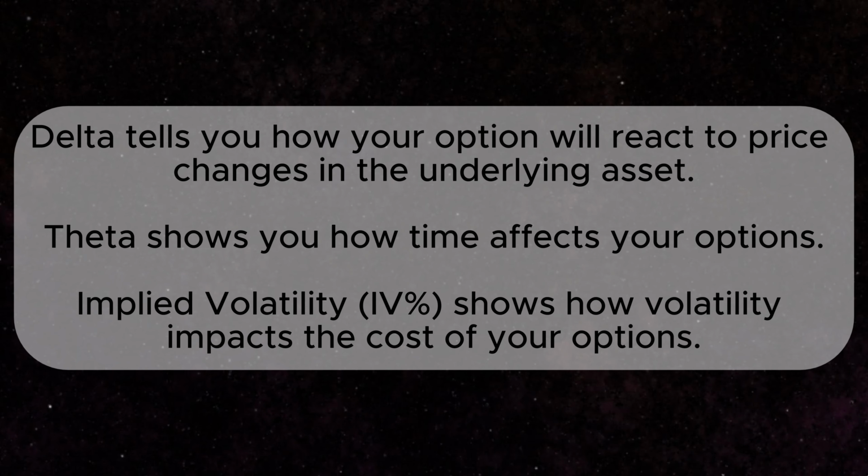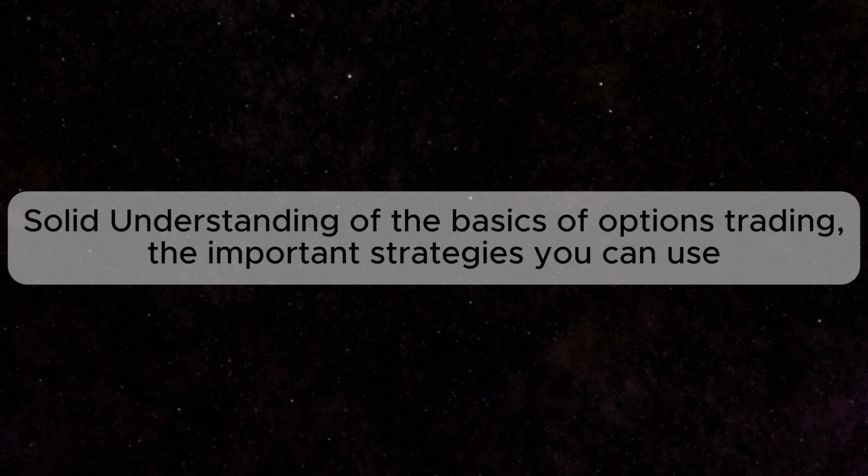Delta tells you how your options will react to price changes in the underlying asset. Theta shows you how time affects your options, and implied volatility, IV, shows how volatility impacts the cost of your option. By learning to integrate these factors, you can make more informed decisions, minimize risk, and maximize return in the world of option trading. By now, you should have a solid understanding of the basics of option trading and the importance of strategy you can use.